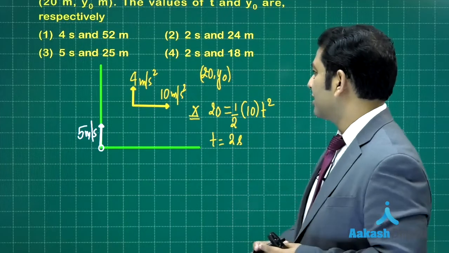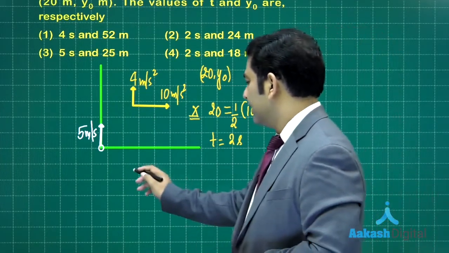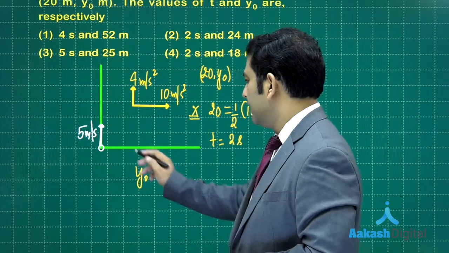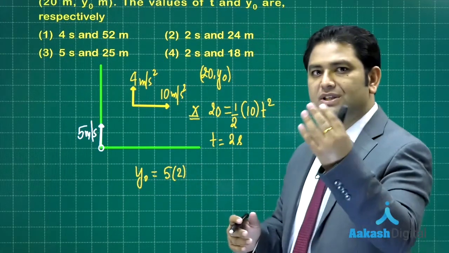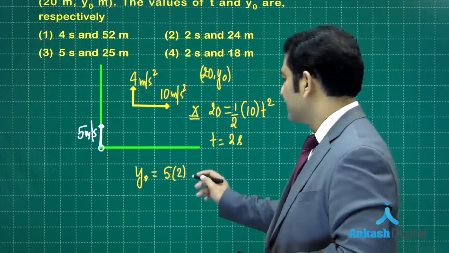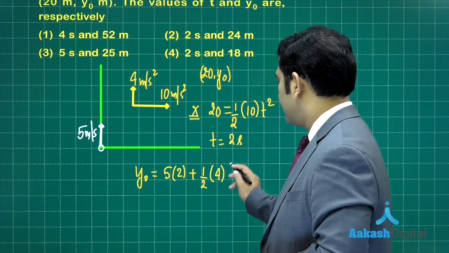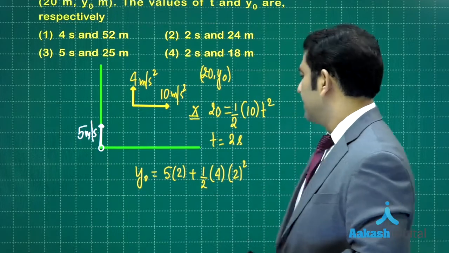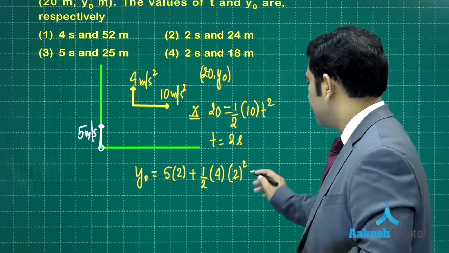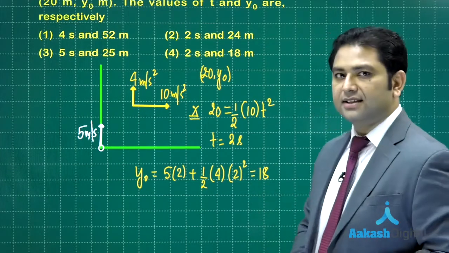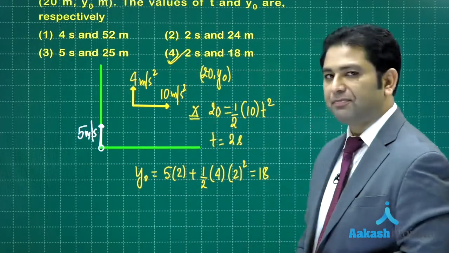Now we just need to talk about the y coordinate. Along y, the value of y naught will be the initial velocity, that's 5 multiplied by 2. I'm using ut plus half at square, the reason being obvious because it's accelerated, and acceleration along y is 4, into 2 square. So that's 8 plus 10, 18. So time is 2 seconds and the y coordinate is 18. Therefore, option number 4 would be the correct one.